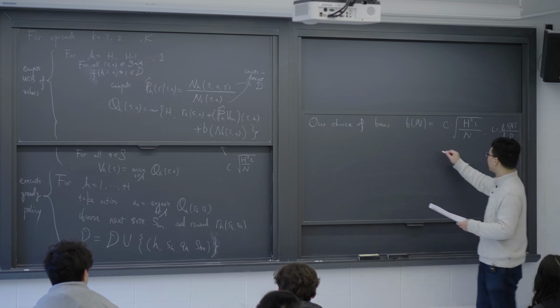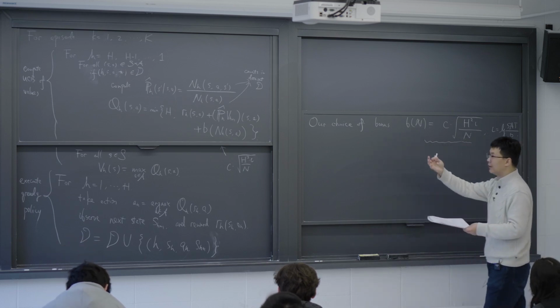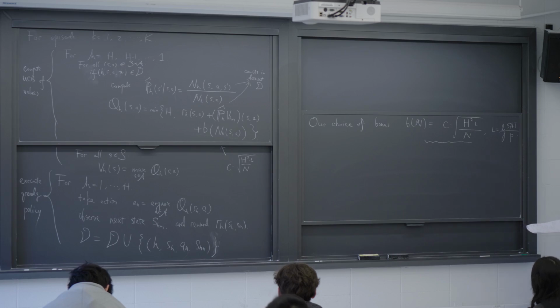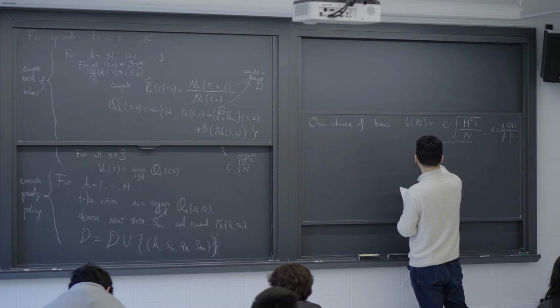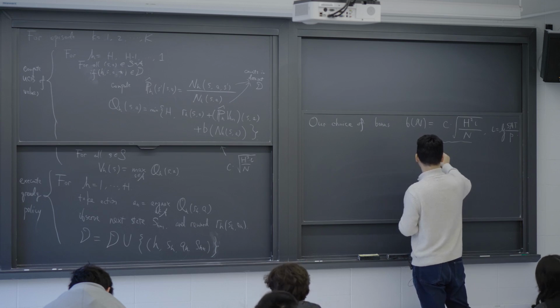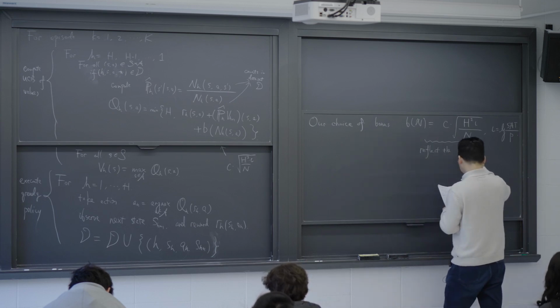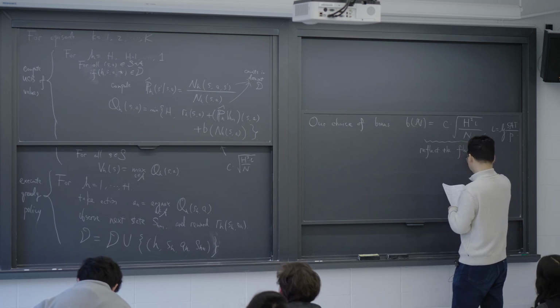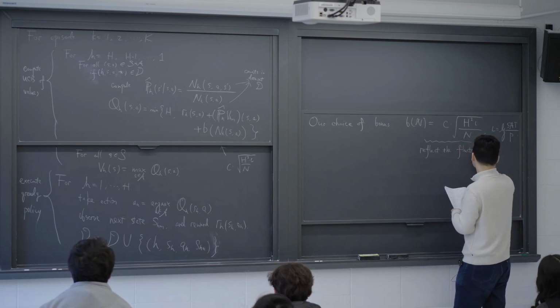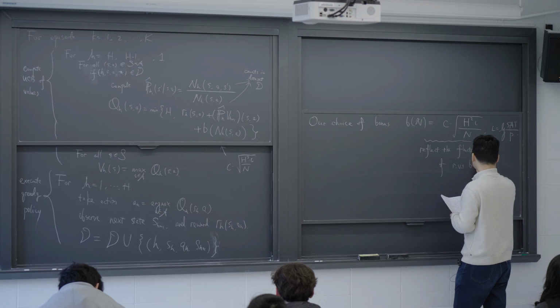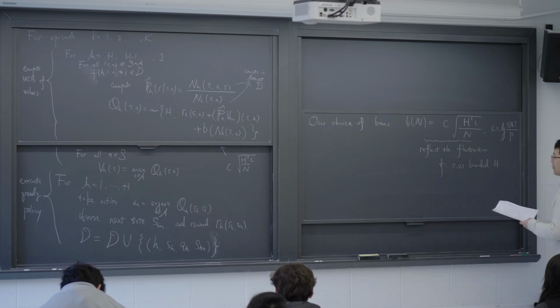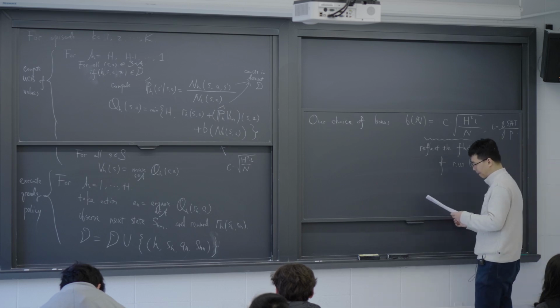So essentially, this bonus reflects our confidence of this value after seeing it n times. So it somehow reflects the fluctuation of random variables bounded by H, because eventually this is something random according to the value.